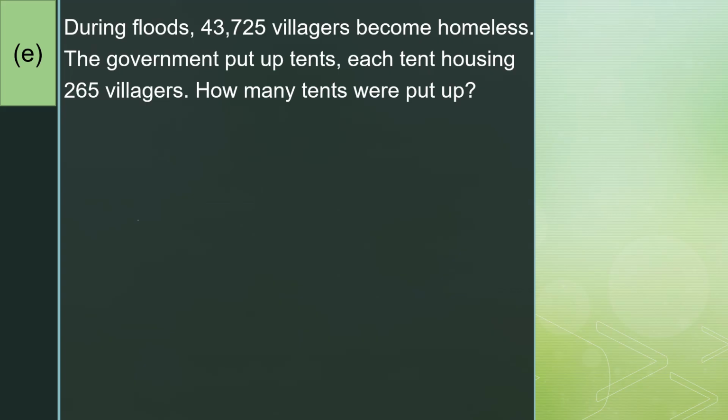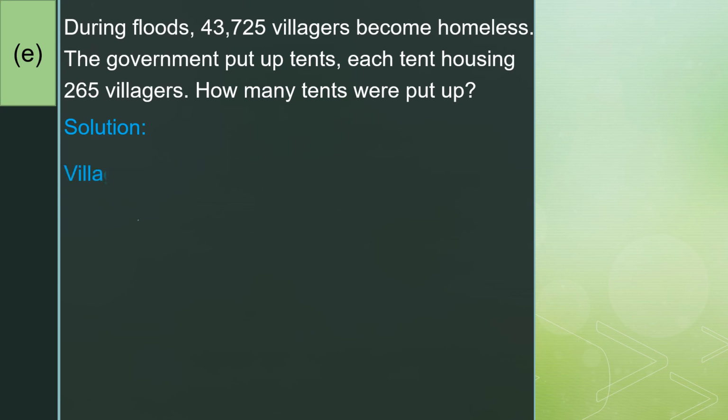And the last is question number E. During floods, 43,725 villagers become homeless. The government put up tents, each tent housing 265 villagers. How many tents were put up? See, in this question, villagers in each tent is given and find out more. So we have to do division.